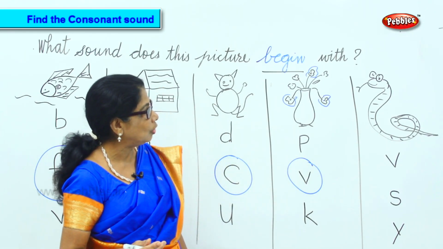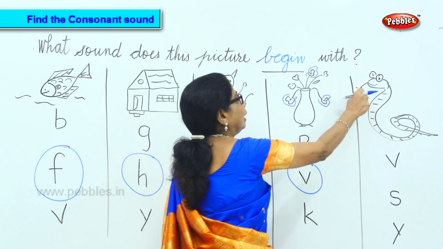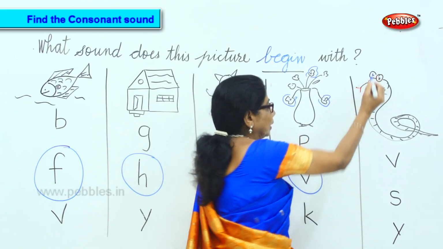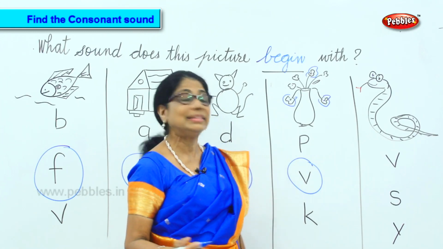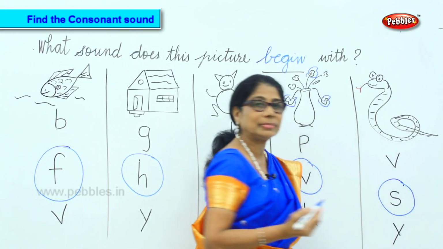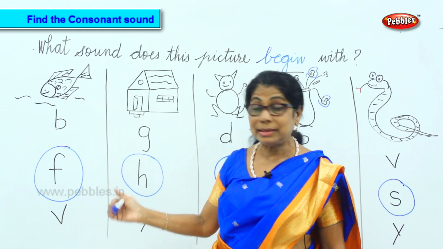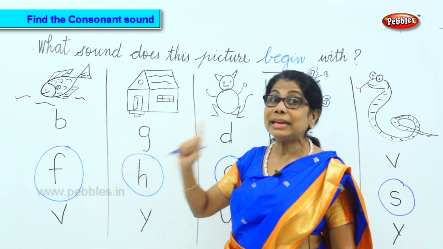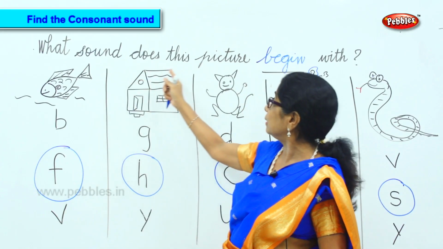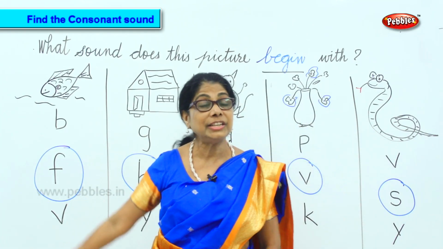Finally we have a snake over there, a nice big snake that's saying hello to you. Now the snake, we have V, S and Y. The snake, S. So we circle S. The letters we circled are the letters that each picture begins with. So circle the sound that begins for house, H, fish, F.